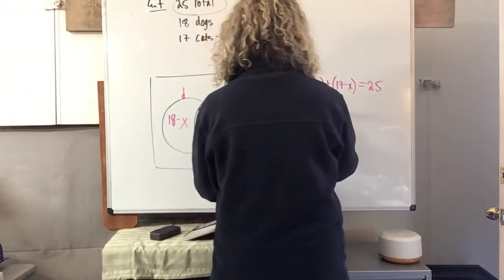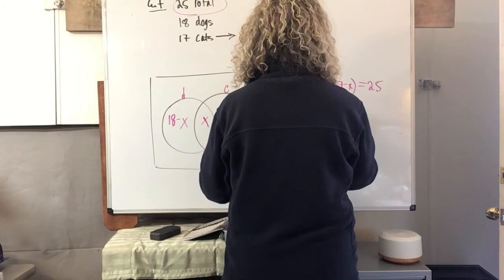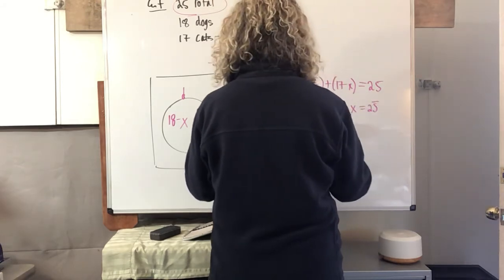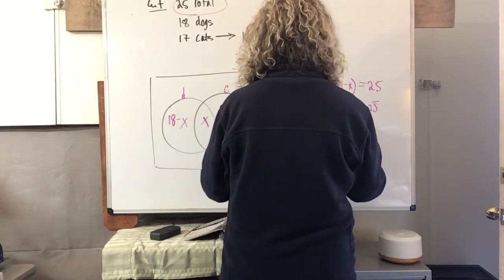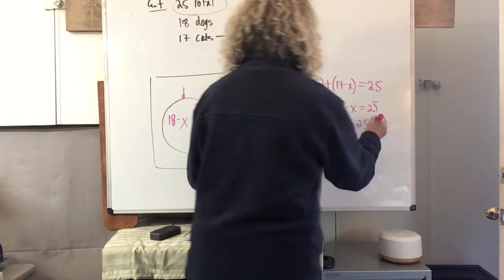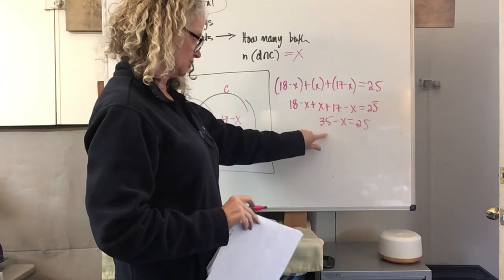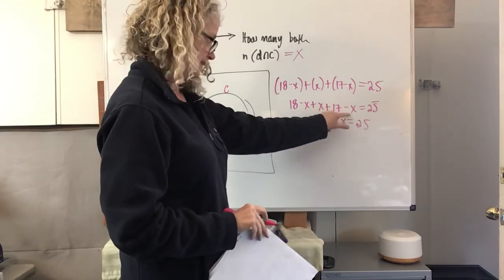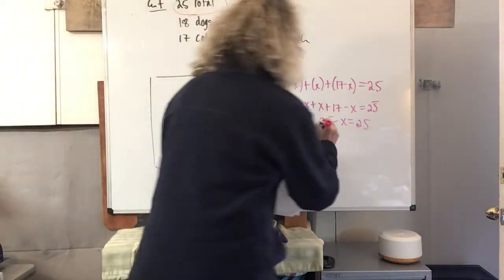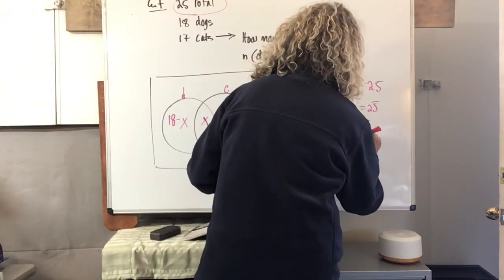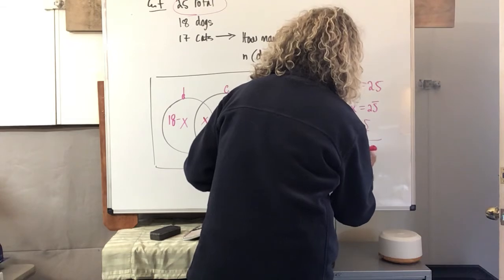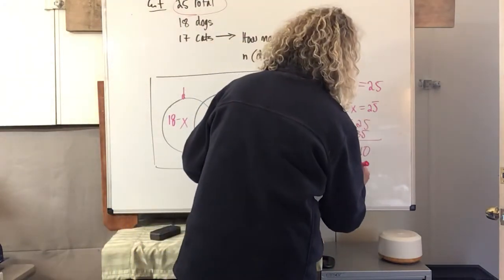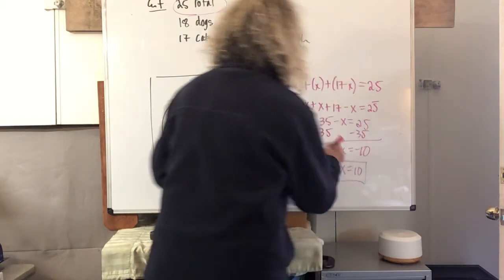And so then you're going to clean it up a little. And then I'm hoping we're okay with this math, because 18 plus 17 is 35, and negative x minus x is negative 2x. So we're going to subtract 35 from both sides. Then you divide by the negative coefficient, and 10 of them have both.